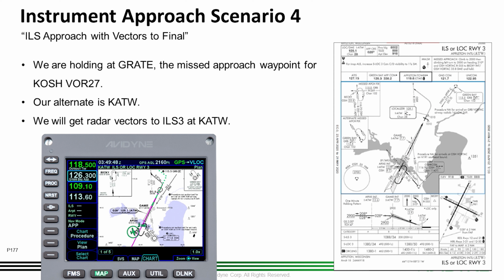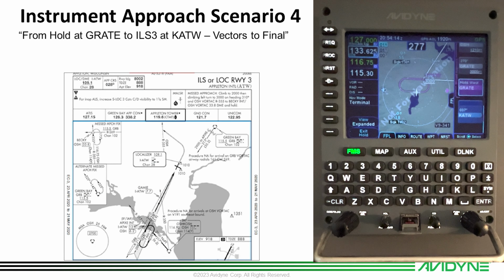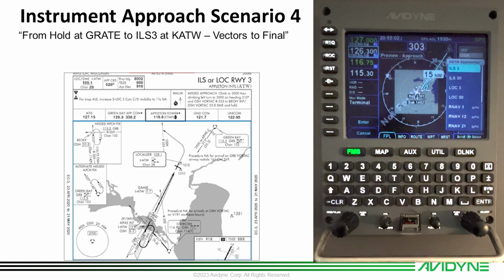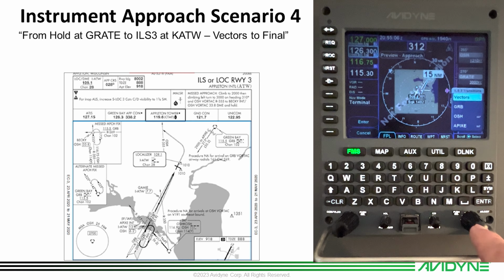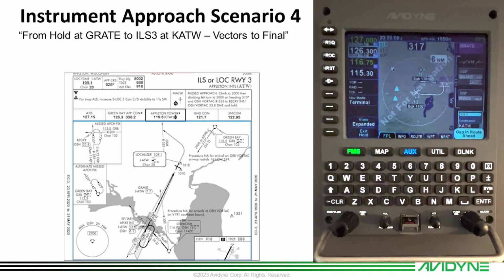We received clearance to the Appleton Airport with radar vectors to the ILS runway 3. This is an easy task with the Atlas FMS. Simply press the proc key and select the ILS 3, then select vectors to final as the transition. Our flight plan now includes the ILS 3 approach with a vectors to final waypoint and a gap in route message.